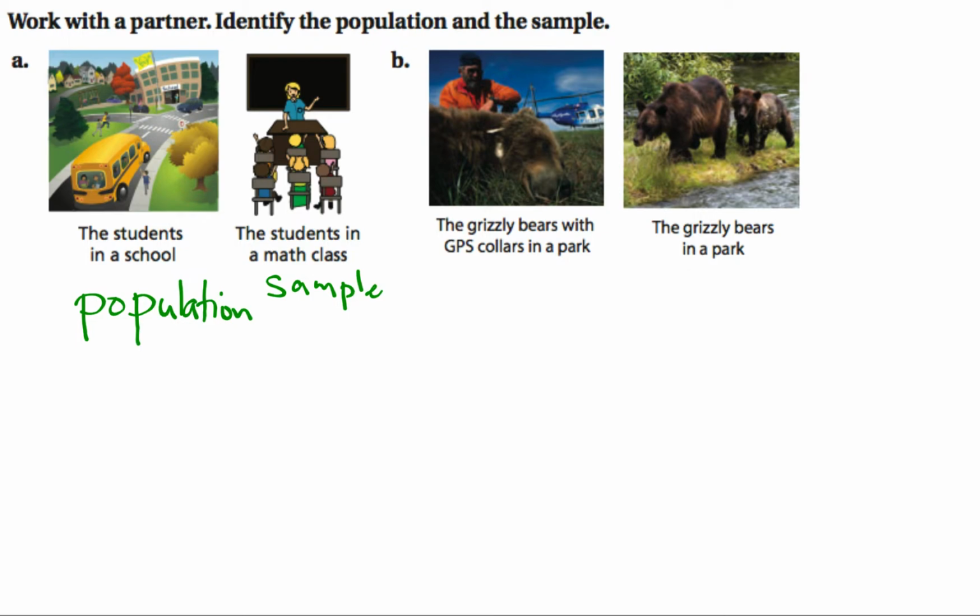Okay, let's look at our next example. The grizzly bears with GPS collars in a park, and the grizzly bears in a park. Which of these would be the population, which would be the sample? Well, the population would include all grizzly bears that are in the park. And then the sample is those that have the GPS collar on them. And they use those GPS collars to keep track of the population of the bears. It looks like in that picture right there, they have a helicopter. They'll sometimes fly around and tranquilize them from the air and be able to land and take data from them.